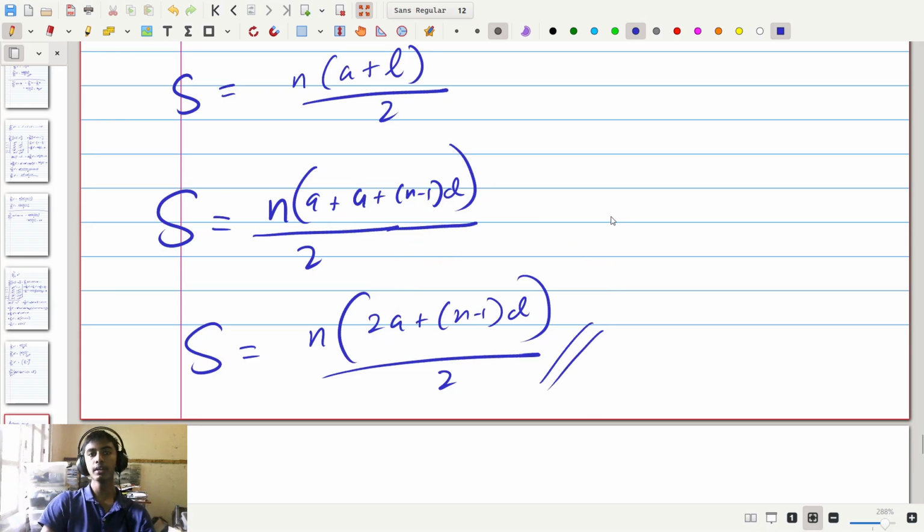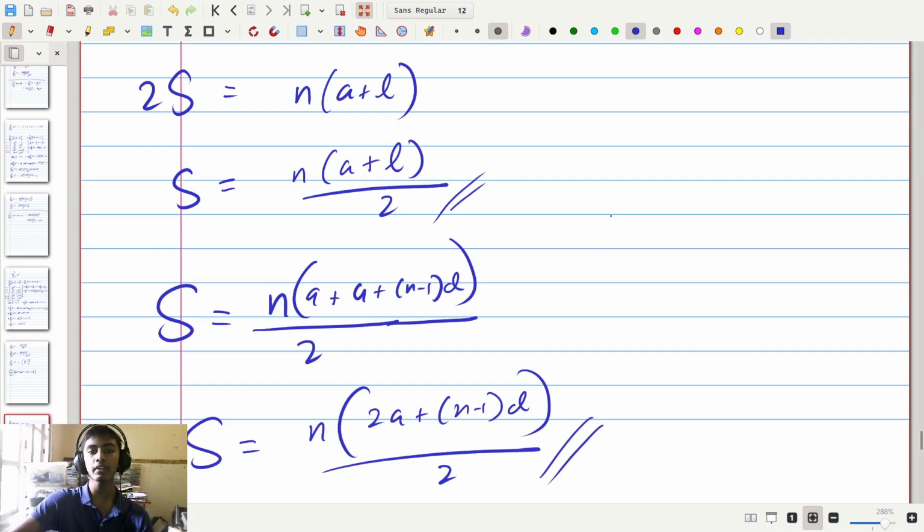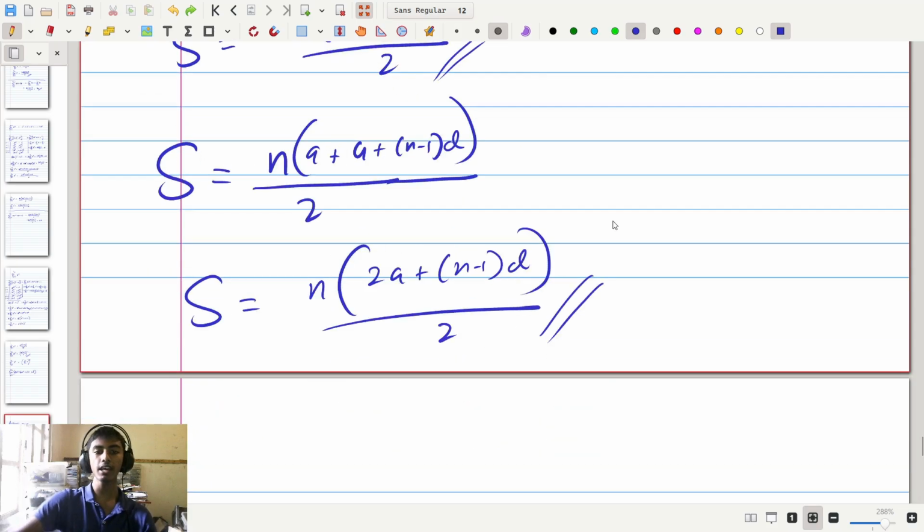So therefore, the sum of an arithmetic series can either be written as the total number of terms times the first term plus the last term divided by 2, or it could be written as this formula that we have here. So that is the formula for any arithmetic sum.